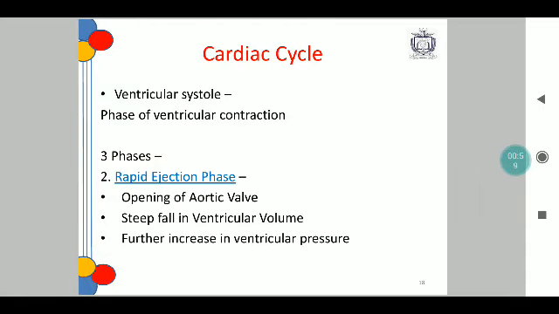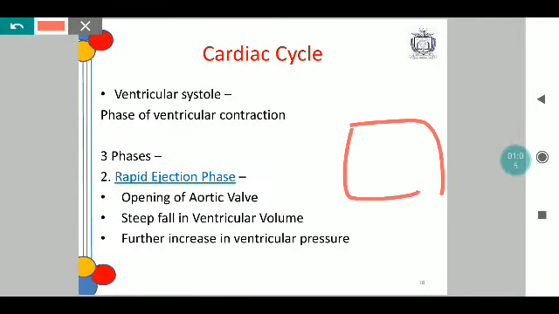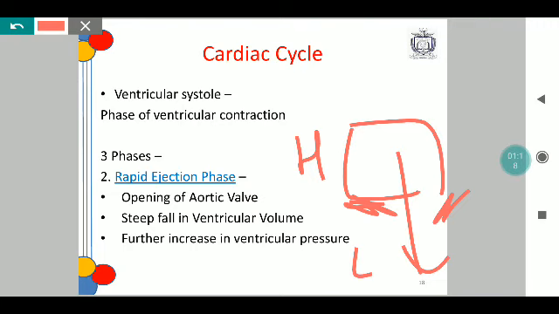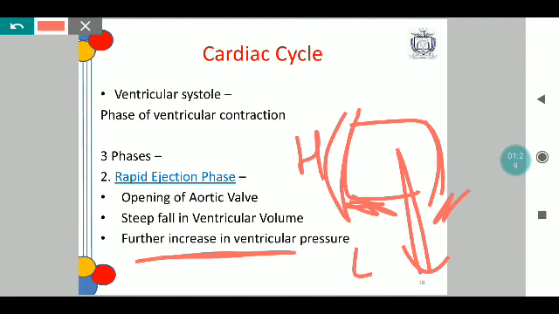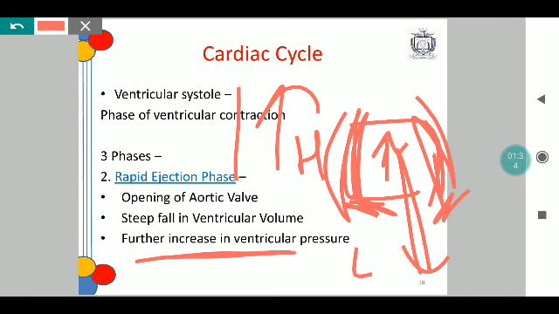Now, the second phase is the rapid ejection phase, where if we consider the same left ventricle, the aortic valve was closed till now and suddenly opens. When the aortic valve opens, the blood will suddenly gush out because of the pressure gradient. This was a high pressure gradient and this was a low pressure gradient. So by the law of physics, blood will go from the high pressure gradient to the low pressure gradient and there will be a further increase in the ventricular pressure. During this ejection phase, the contraction still occurs. And as a result of that, the pressure is continuously building higher. So the high pressure keeps on building higher and higher and the blood gushes out as fast as possible.